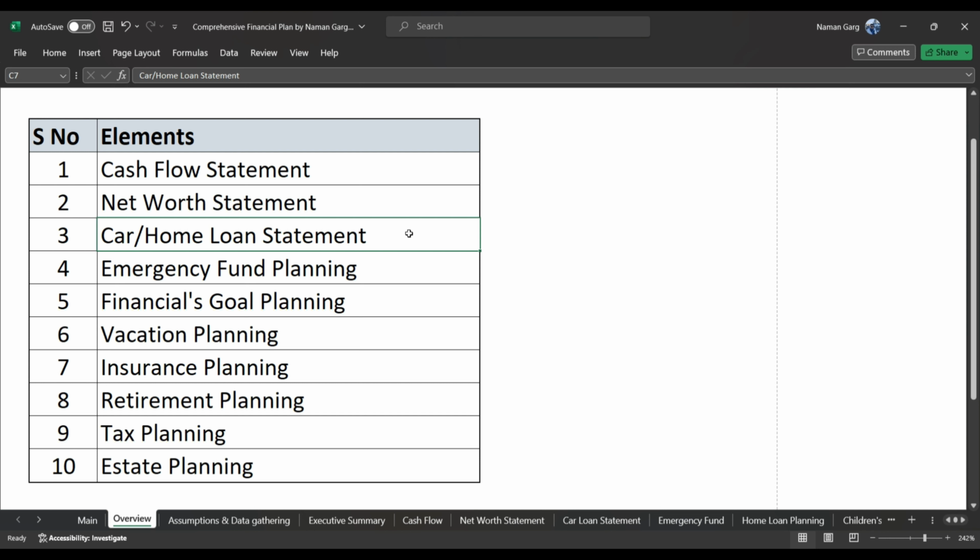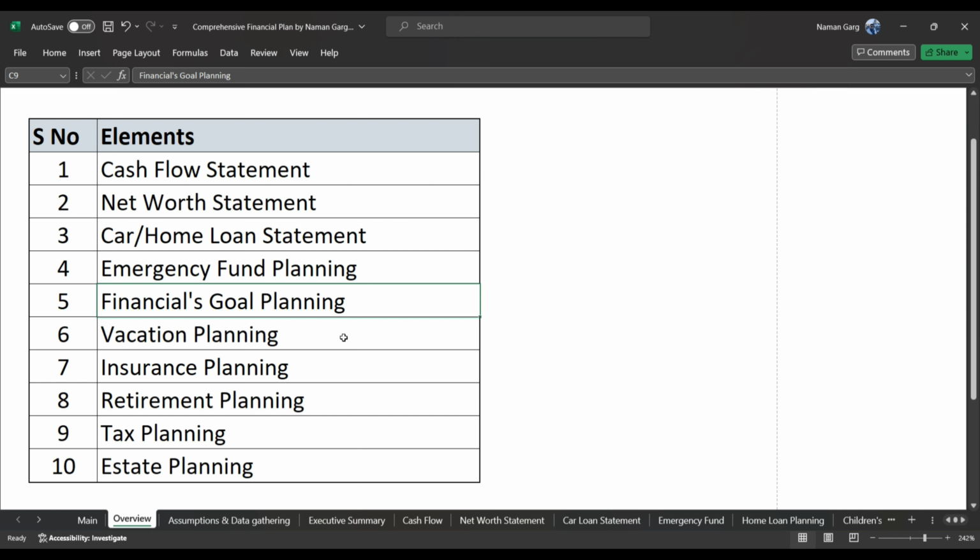Third, car or home loan statement. This statement keeps track of your loan balances, interest rates, and payment schedules. Fourth, emergency fund planning. We will majorly aim for 3 to 6 months of living expenses just in case life throws a curveball. Fifth, financial goal planning. This will contain the detailed financial planning to achieve your individual financial goals like a new home, children's education, or children's marriage, etc.